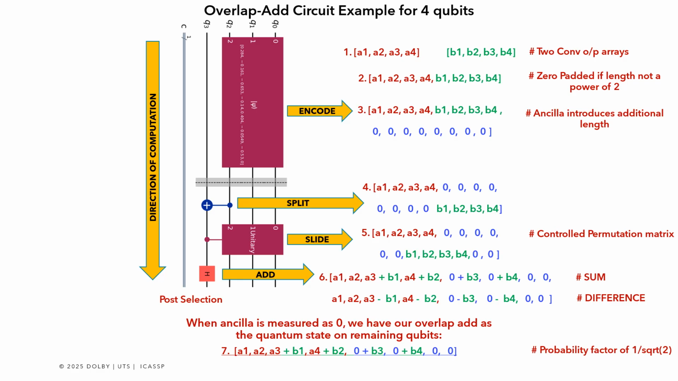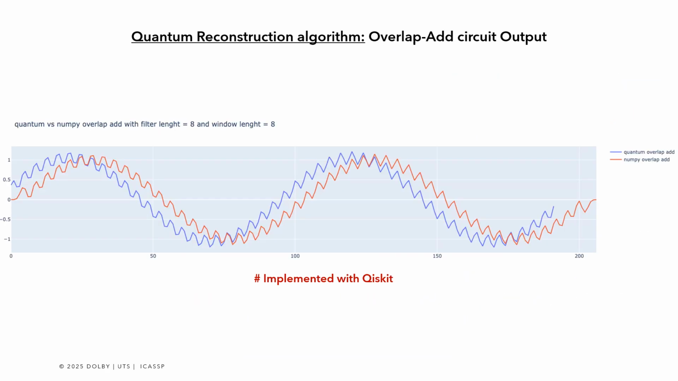We do have a probability factor of 1 over square root of 2 before this, which we have to rectify manually with classical post-processing. This is an example of the overlap add circuit output where the overlap add is done with the quantum circuit we show. We do see a phase difference, but if we undo that, it's coincident with the NumPy version.